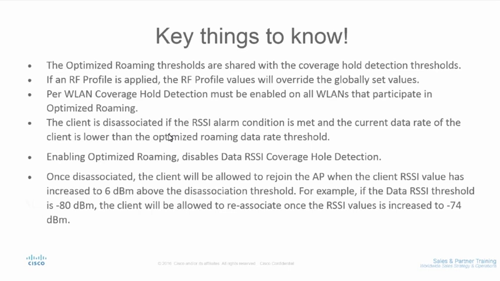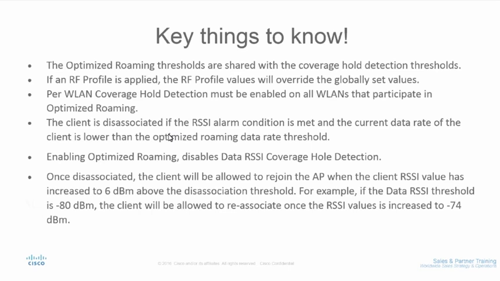The client, we use client RSSI and data rate for disconnection thresholds. So we can use either or one of them. Optimized roaming disables data coverage hold detection. So data RSSI coverage hold detection gets disabled when you enable optimized roaming. However, the voice coverage hold detection still works.